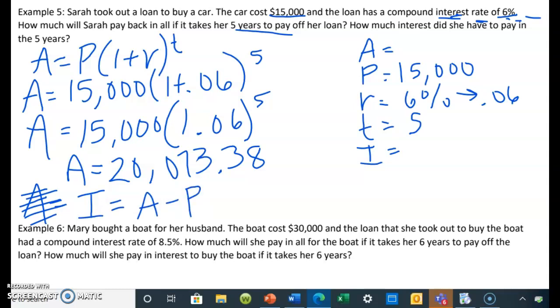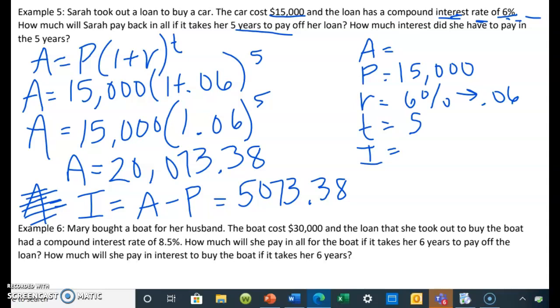So $20,073.38 minus the $15,000 she borrowed means that her interest, so this is just extra she's paying on it. Piece of advice for adulthood: pay off things as quick as possible, because then you don't pay as much in interest. If she paid it back in 4 or 3 or 2 years, then that interest would be a lot less and she can save a lot of money.